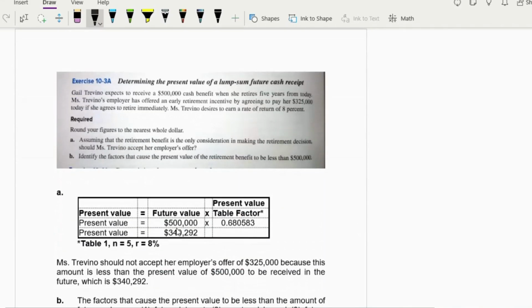Let's move on towards the next question. Gail Trevino expects to receive a 500,000 cash benefit when she retires 5 years from today. Miss Trevino's employer has offered an early retirement incentive by agreeing to pay her $325,000 today if she agrees to retire immediately. If she retires today, she will be receiving $325,000, and if she retires after 5 years, she will be receiving $500,000, right?